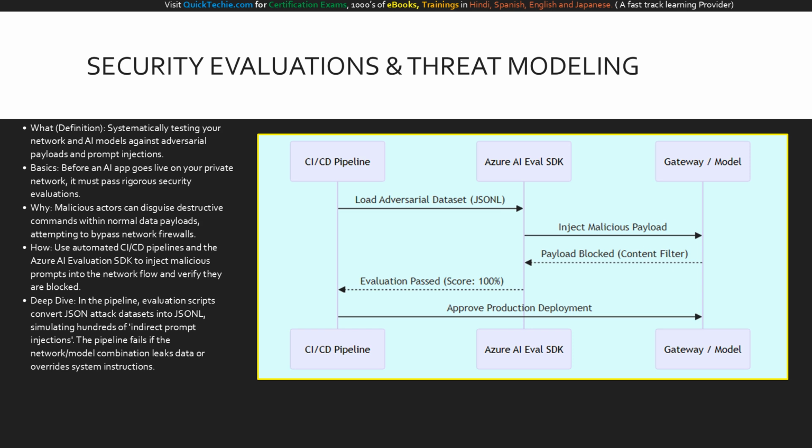Our security architecture does its job. The content filter detects the attack and blocks the payload. The system reports back that the evaluation passed with a perfect score. Only upon receiving this mathematical proof of security does the pipeline approve the actual deployment to our production network.